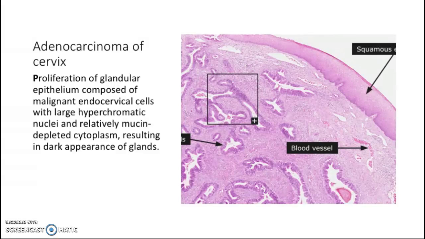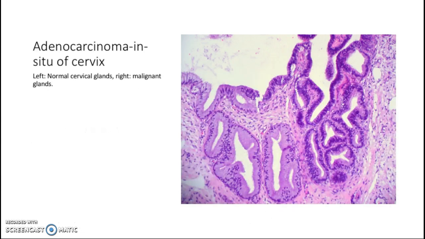In adenocarcinoma of the cervix, you will see malignant endocervical cells with large hyperchromatic nuclei and reduced mucin compared to the normal endocervical cells, and this results in the dark appearance of the glands. This shows you the difference between adenocarcinoma in situ of the cervix and normal cervical glands. The normal cervical glands have basally located nuclei and apical mucin, so there is no loss of polarity here. Meanwhile, for adenocarcinoma in situ of the cervix, there is relatively no apical mucin seen, and the basally located nuclei are now expanded and elongated and become hyperchromatic. But adenocarcinoma in situ has not invaded the basement membrane yet.